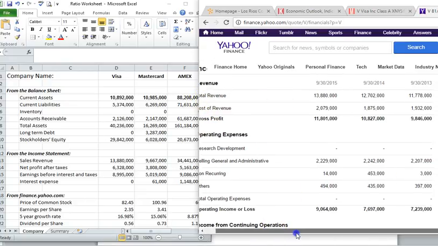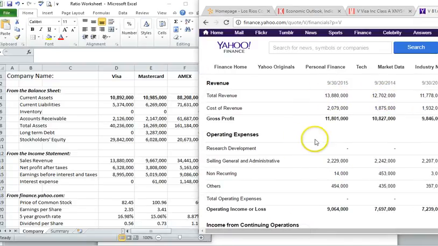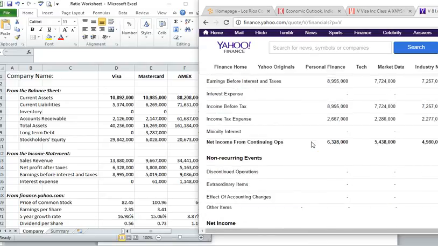And while I'm here, I just like to take a quick look. I'm only interested in companies that are growing over time. So if I look here at Visa, at least through 2015, I can see that their sales revenue has increased over time. I haven't checked out growth rates, but I have looked at it, and at least I'm comfortable with that. Net profit after taxes is going to be down here at the bottom.